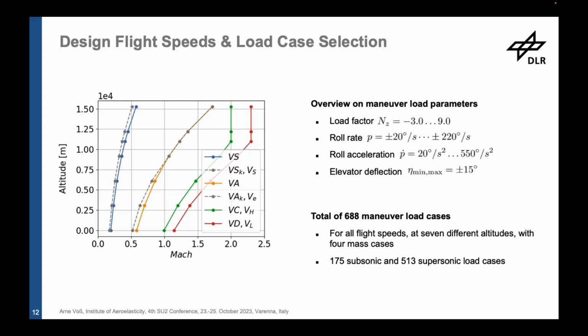However, not everything needs to be combined with everything. For example, at stall speed, there is no pull-up maneuver. However, doing all the combinations, I ended up with, in this case, 688 maneuver load cases, which I need to calculate, which are scattered across the whole envelope.